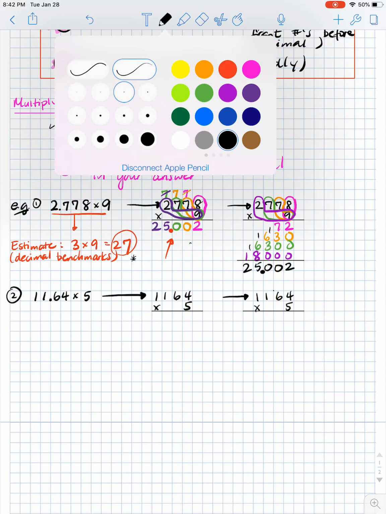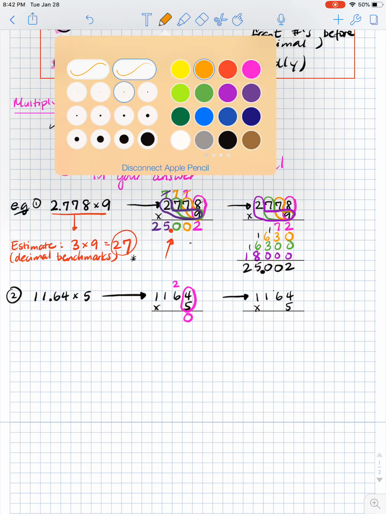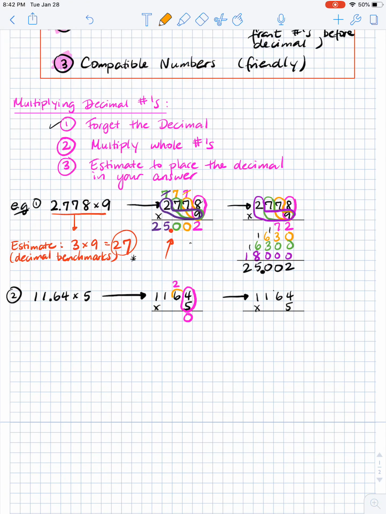I'm going to follow the same process of color coding. Now, you don't have to do this every time. I just want to demonstrate the process and the order in which you do it. So you're first going to look at 4 times 5, which is 20. So write down the 0, carry the 2. I'm going to change to orange for the next one. I'm going to go 6 times 5, which is 30, plus 2, which is 32. Write down the 2 for the 1s and carry the 3. I'm done with that too, so I cross that out.